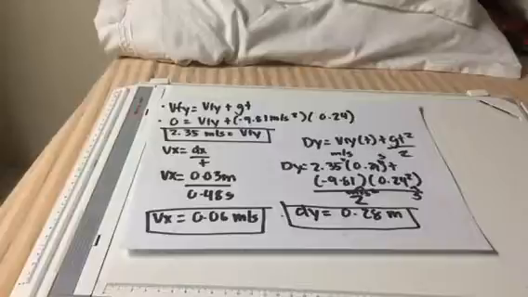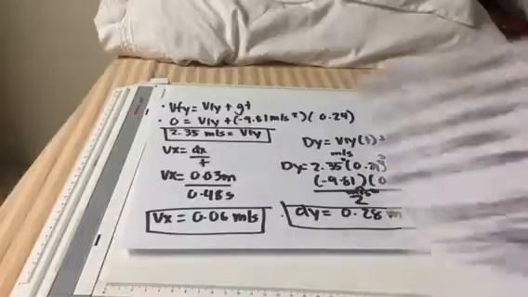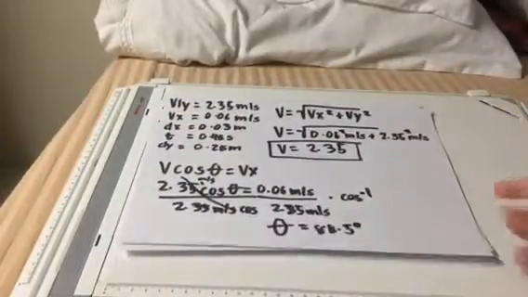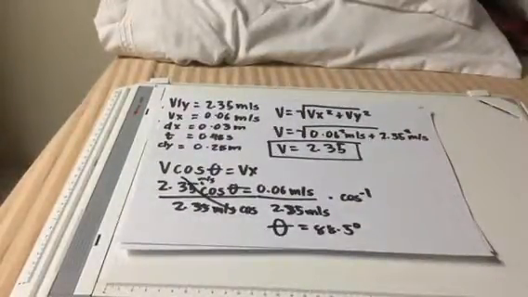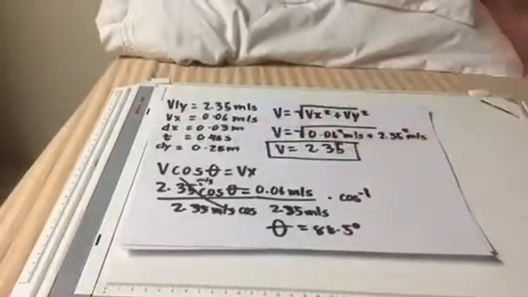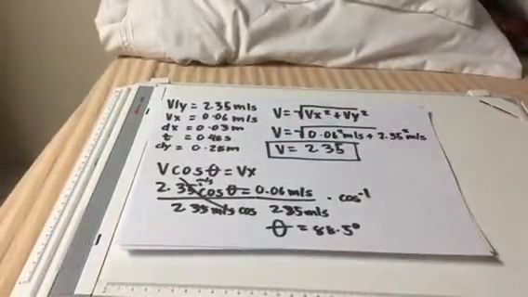Dy, same formula: dy equals VIY multiplied by t plus g t squared divided by 2. Plug in the values, and you end up with 0.28 m. Like the last video, and for the next videos, this is the format I'm going to be using. After solving, I'm going to put what we have been given up here, and we have to solve for these two now. So, since we have VIY and Vx, now we can solve for velocity.